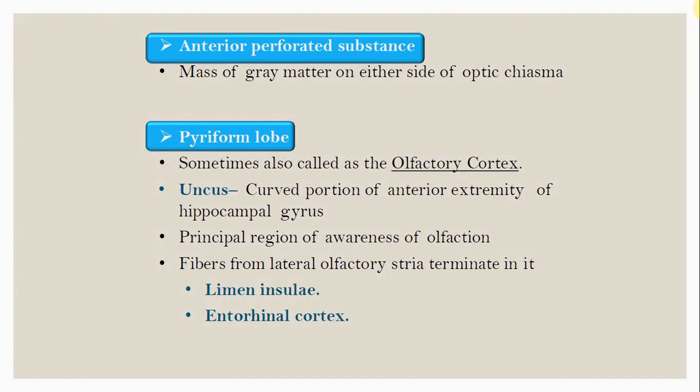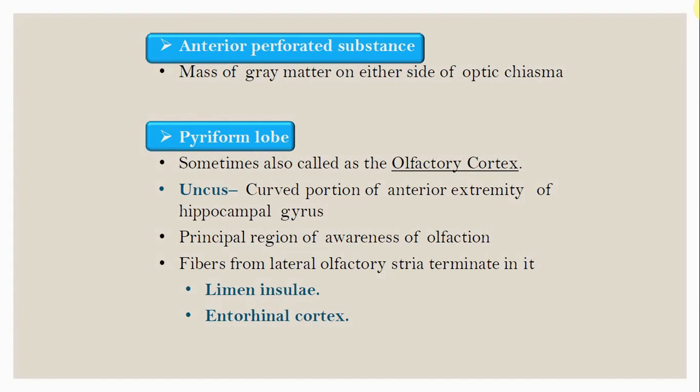First, the anterior perforated substance. It is a mass of grey matter on either side of the optic chiasma, and it is perforated by the central branches of the middle cerebral artery. The piriform lobe is also sometimes called the olfactory cortex. It is divided into uncus, limen insulae, and entorhinal cortex.